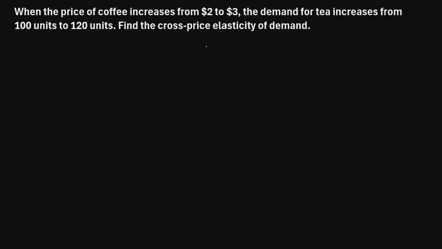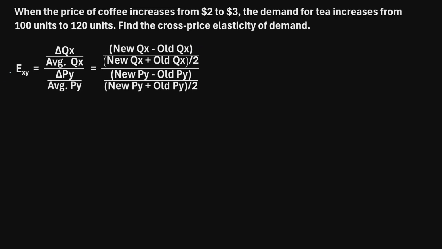So here's the formula that we can use to actually calculate it. So we say that the cross-price elasticity, denoted with a capital E and with good X and good Y, so the cross-price elasticity of good X and Y is equal to the change in the quantity demanded of good X divided by the average quantity demanded of good X divided by the change in the price of good Y divided by the average price of good Y.